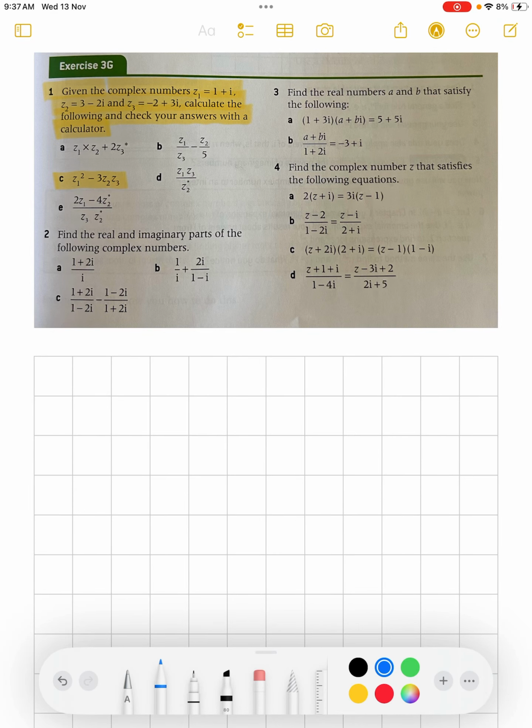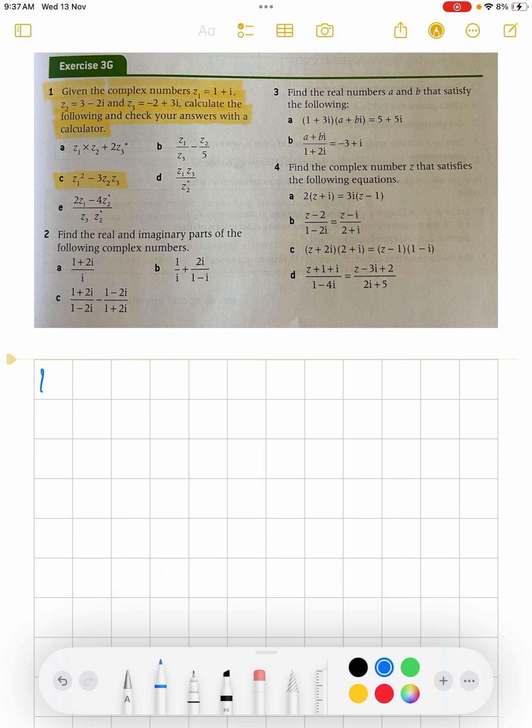We're looking at exercise 3G, question 1C. This is given the complex numbers Z1 is 1 plus i, Z2 is 3 minus 2i, and Z3 is negative 2 plus 3i. It says to calculate Z1 squared minus 3 times Z2 times Z3.